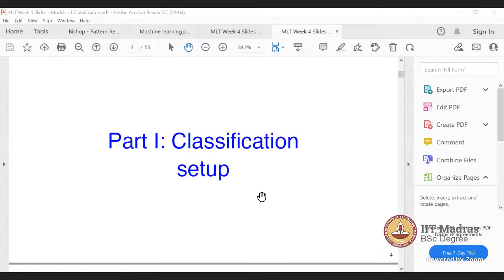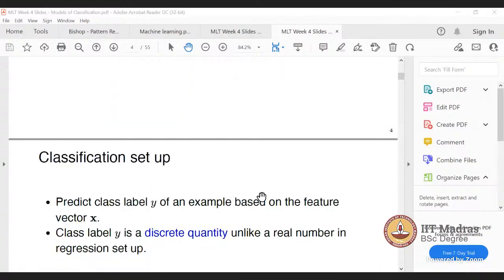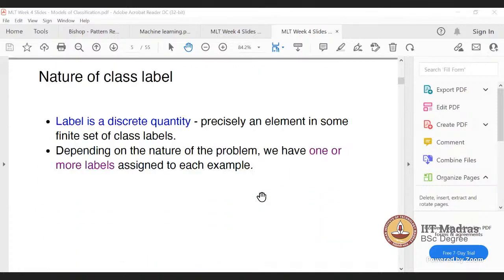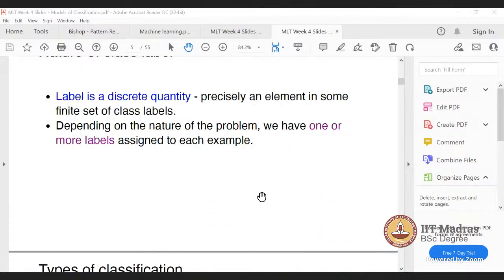Okay, so let me share my screen first. Till now we have done modeling techniques for regression problems. Now in week 4 we will see some techniques or models for classification problems. As of now, you already know the difference between regression and classification and the basic terminology, so I'm going to skip this part. Only remember this: in a classification problem, the only difference from regression is that the output label belongs to some discrete classes, not a real number anymore.